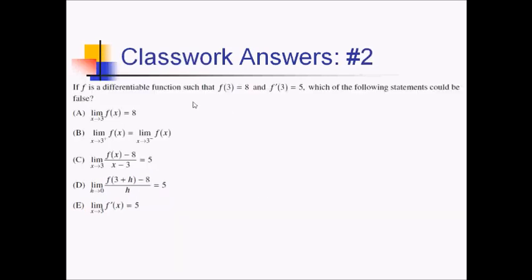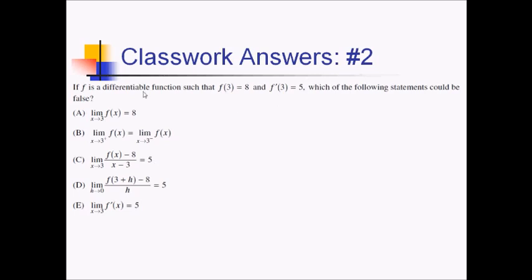For this problem, we're told that f is a differentiable function and that f of 3 is 8 and f prime of 3 is 5. So which statement is false? We have statements about the limits. These appear to be statements about derivatives. So let's analyze what they've given us here.